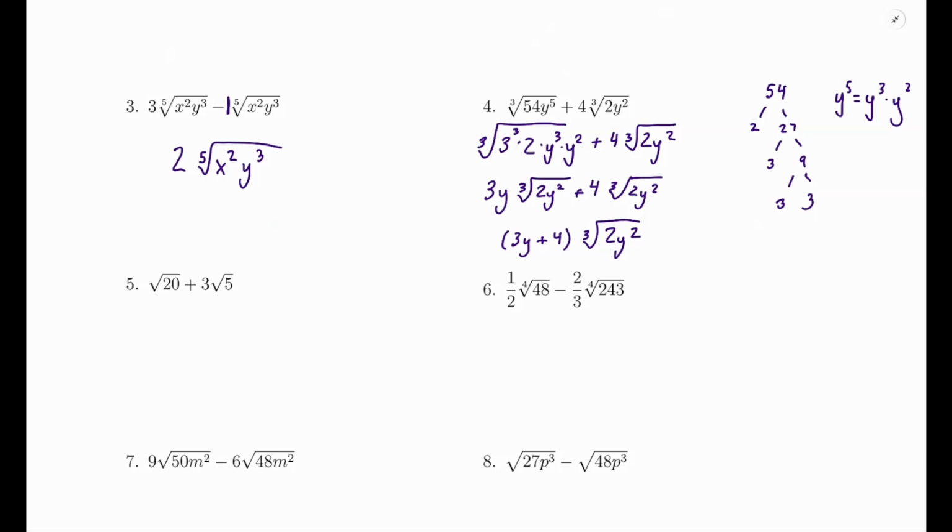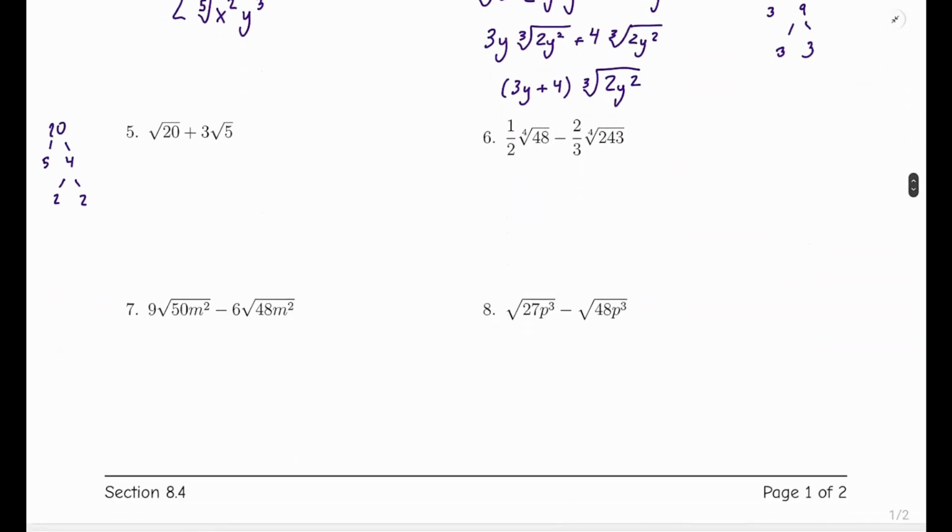Number 5: square root of 20 plus 3 square root of 5. Well, 20 is 5 and 4, which is then 2 and 2. So this becomes the square root of 2 squared times 5 plus 3 square root of 5, which is 2 square root of 5 plus 3 square root of 5, and 2 plus 3 is 5 square root of 5.